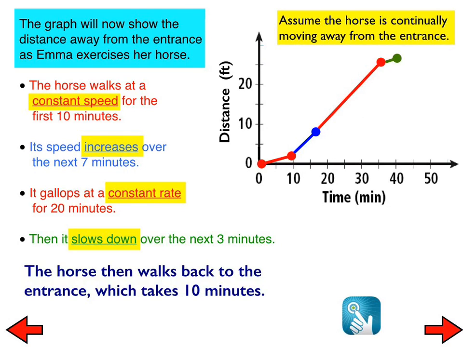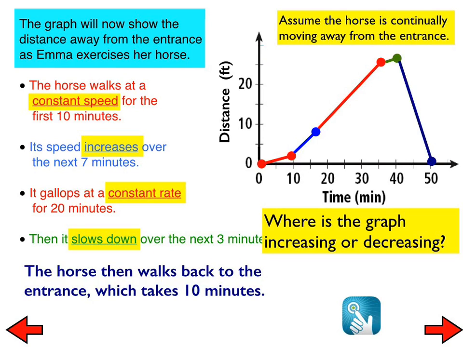The horse then walks back to the entrance, which takes 10 minutes. Back to the entrance means the distance from the entrance is 0, and right there represents a distance of 0. So I took and changed what we were looking at, and the graph looked totally different. And so we have to keep those things in mind with what we're doing today.